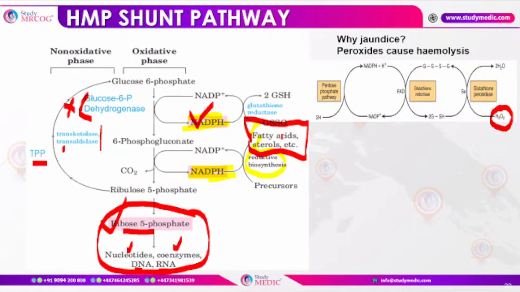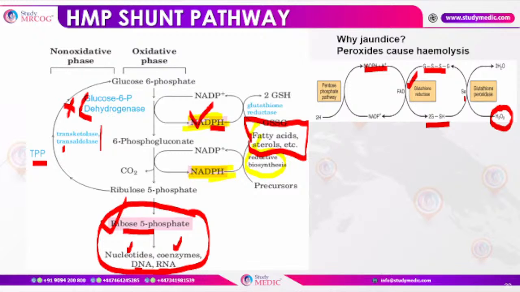How does this HMP pathway help? It is this NADPH. As you can see here, it helps to convert oxidized glutathione to reduced glutathione. The enzyme is glutathione reductase, and the source of the hydrogen is NADPH. So the oxidized glutathione becomes reduced glutathione. Now this reduced glutathione will convert hydrogen peroxide to a non-toxic water molecule.